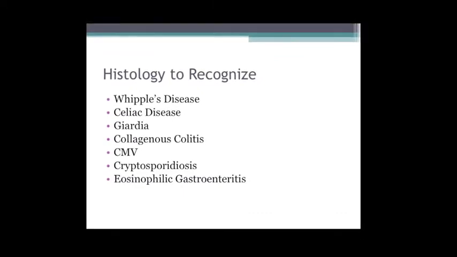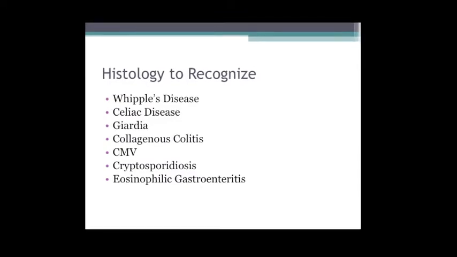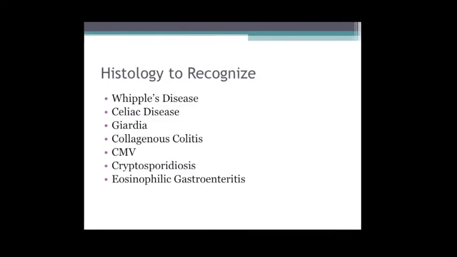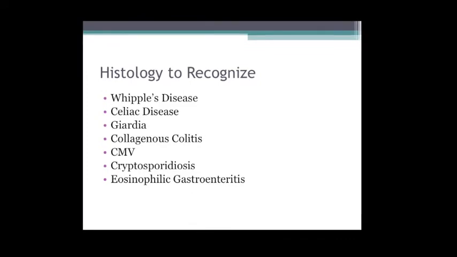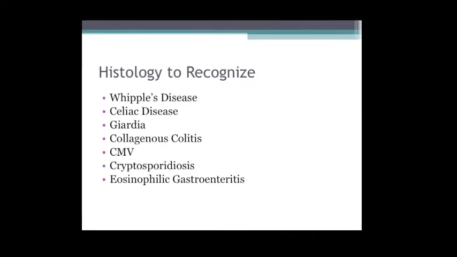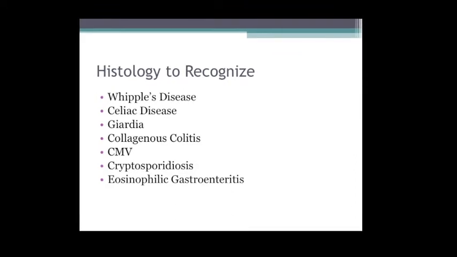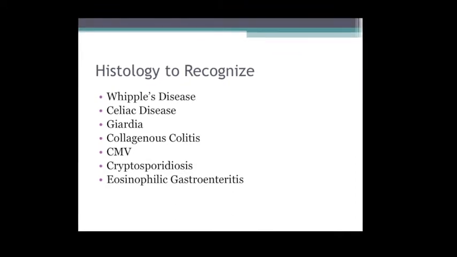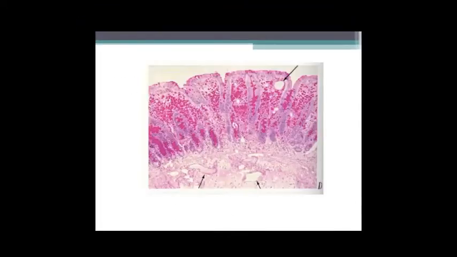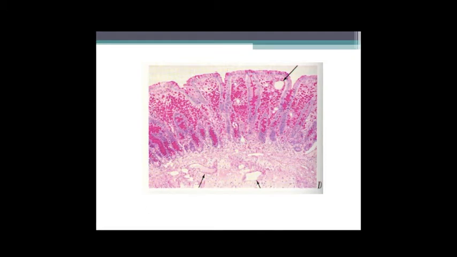And the diseases that would be very easy from the GI standpoint would be things like Whipple's disease, celiac, Giardia, collagenous colitis, CMV, cryptosporidiosis, and eosinophilic gastroenteritis. And I've got some samples of some of these. So, what is this? High-powered PAS stain, and this is Whipple's disease.